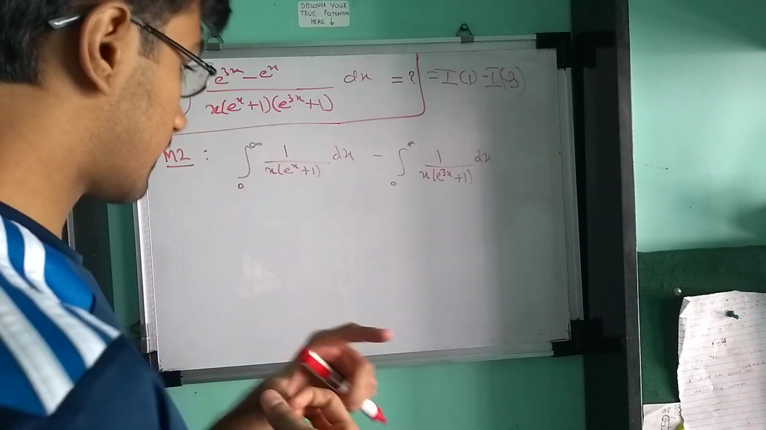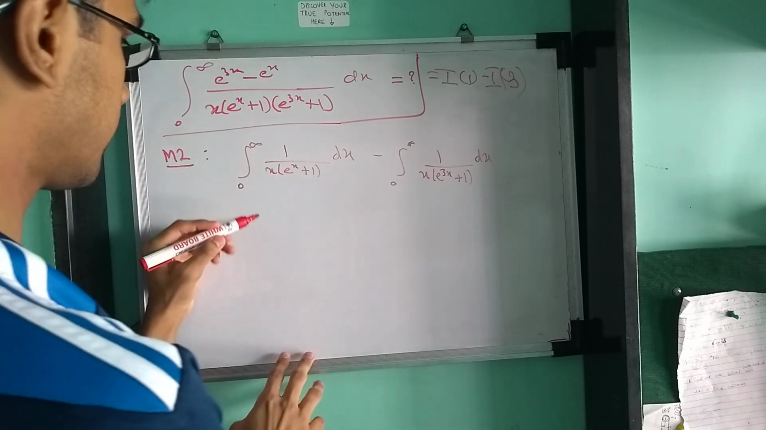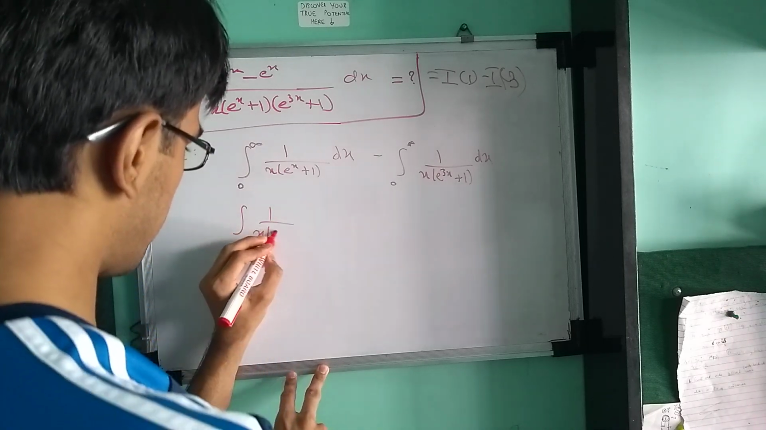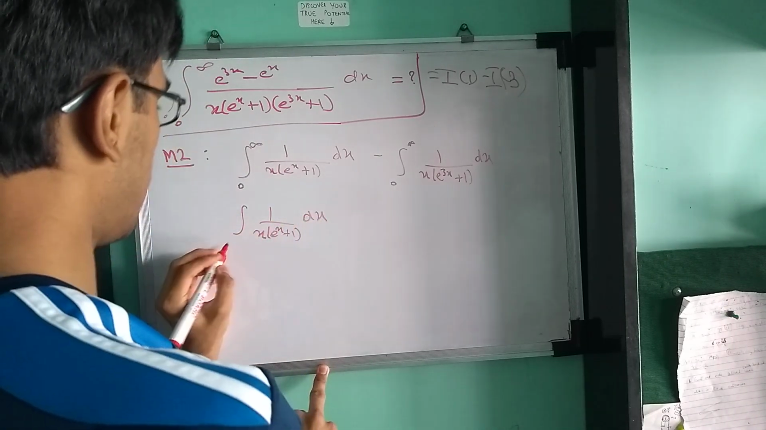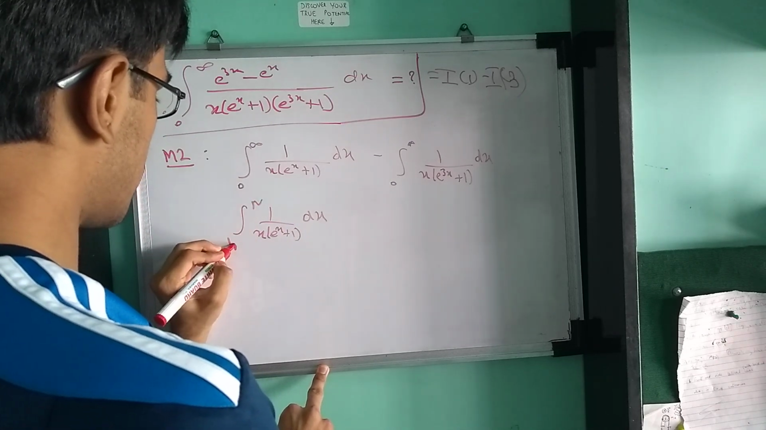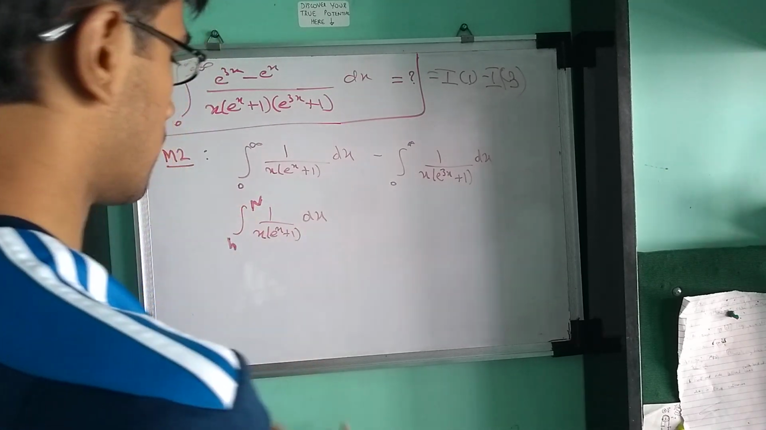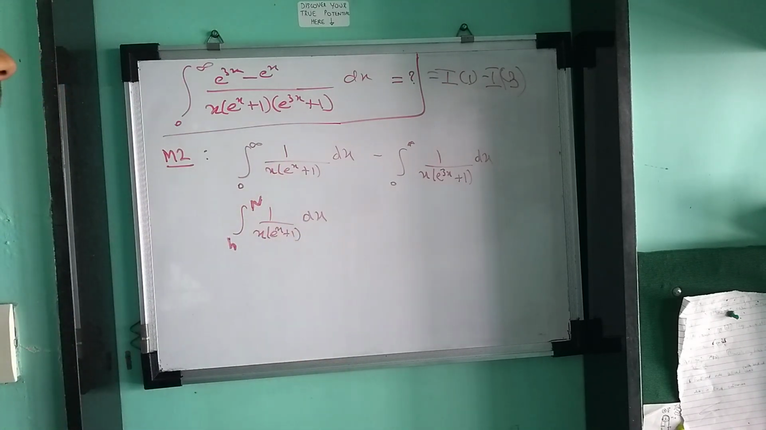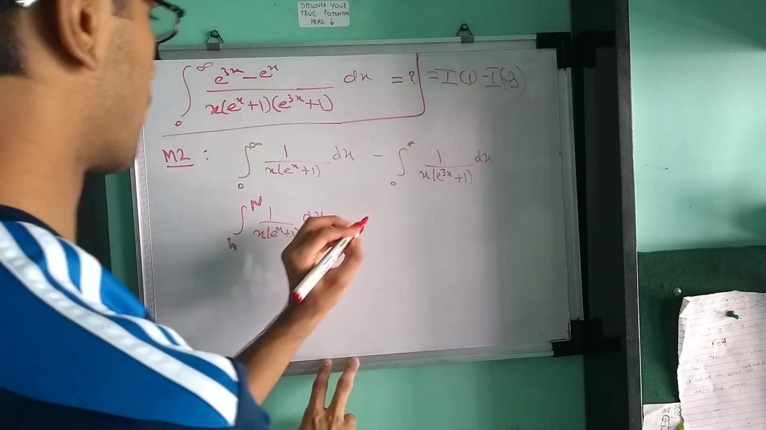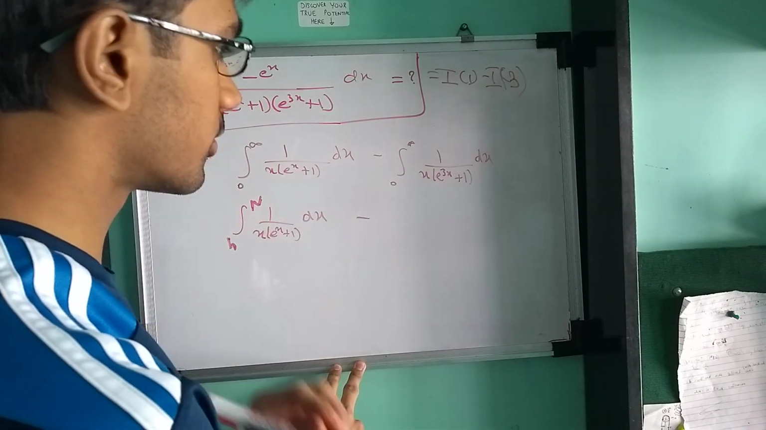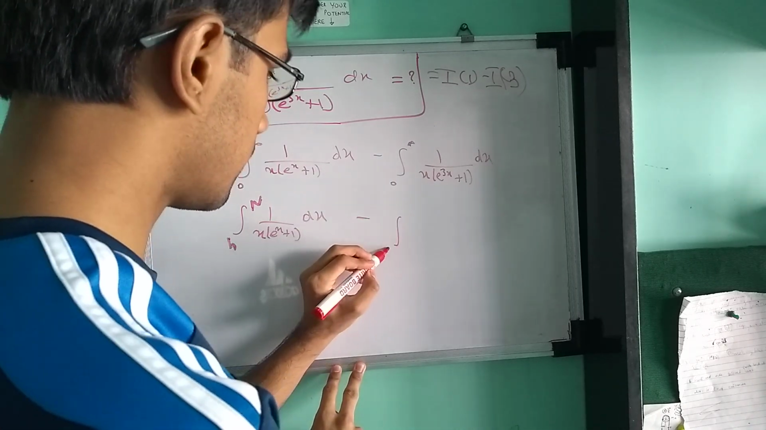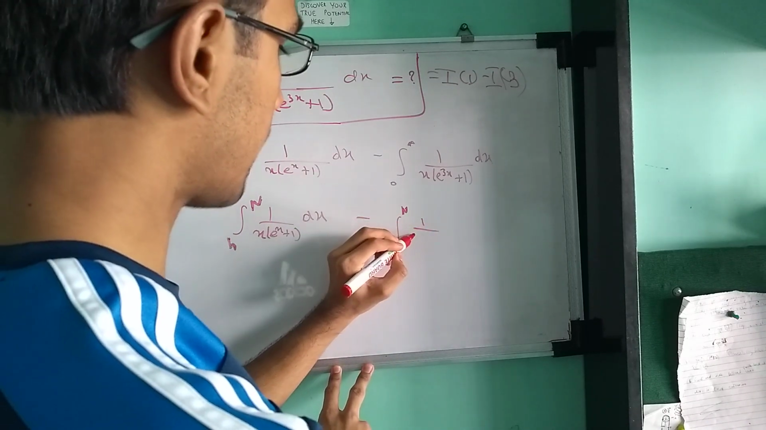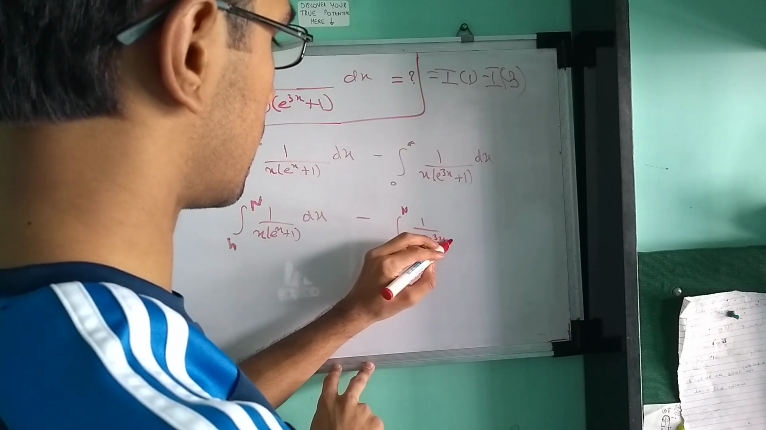What we do in that case is, we write it as the integral of 1 by x e to the power x plus 1 dx from h to n, right? From h to n, where h tends to 0 and n tends to infinity, right? Okay, cool. And here what do we do? Here also the integral goes from h to n, 1 by x e to the power 3x plus 1 dx.